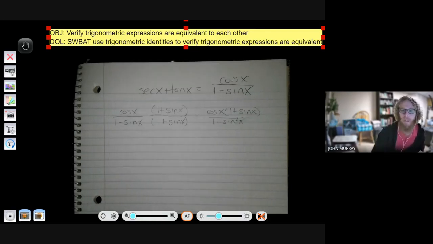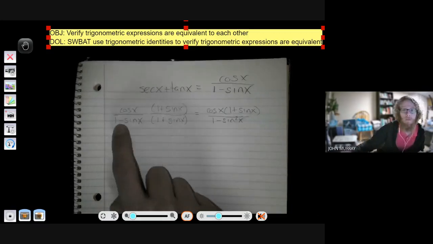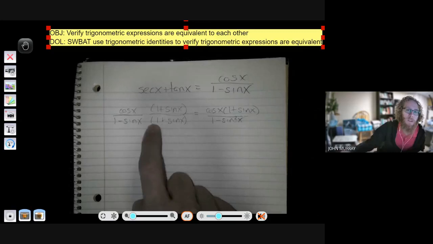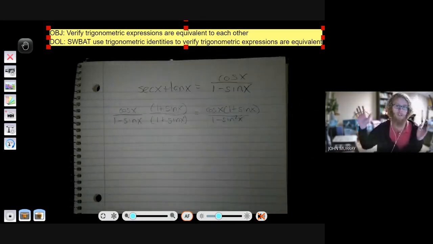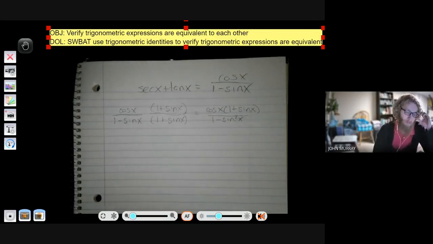All right, so we multiply by the conjugate. So I get cosine of x times 1 plus sine of x over 1 minus sine squared. What could be my next step? From this point, there's really only one first step that you can take, and that's using the conjugate. Here, though, now it kind of branches off. Now we have different paths we can take. So what do you want to do next?